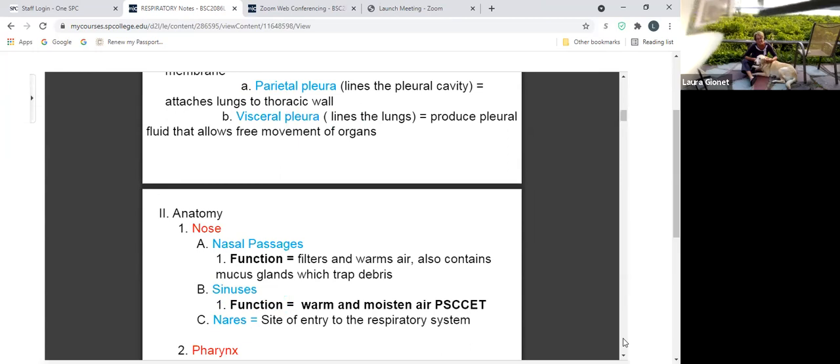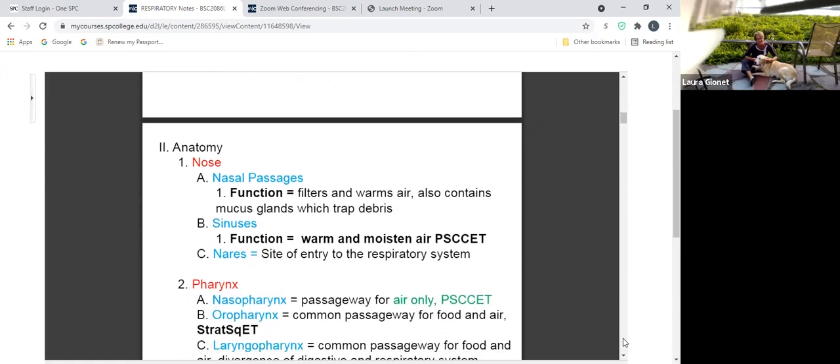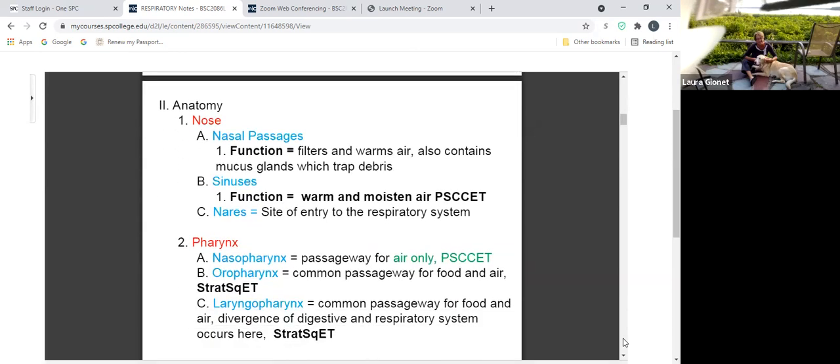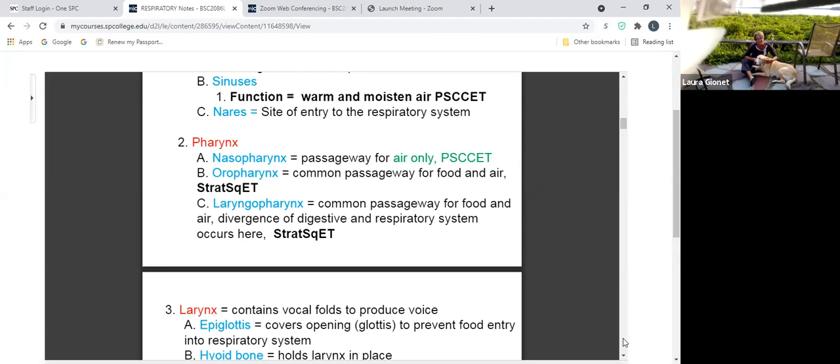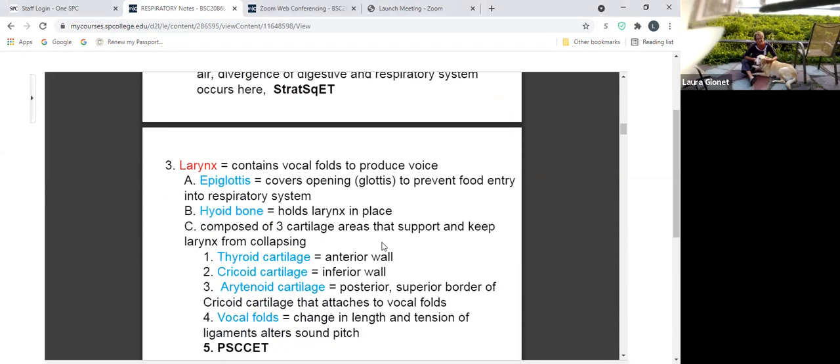Anatomy of the nasal passages: the nose, the nares, the sinuses, what tissue is found there. The pharynx, nasopharynx, oropharynx, laryngopharynx, where you have food and air traveling, is going to be lined by stratified squamous epithelium. So you can read through that. The larynx: we had the epiglottis that regulates the passage of material into the larynx or over into the esophagus, because it blocks off food from entering your airway system. The hyoid bone, of course, is superior.